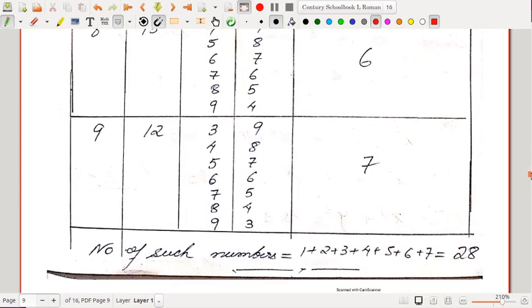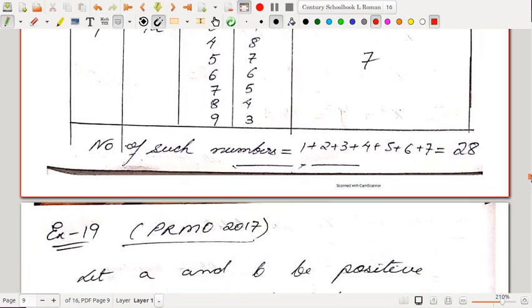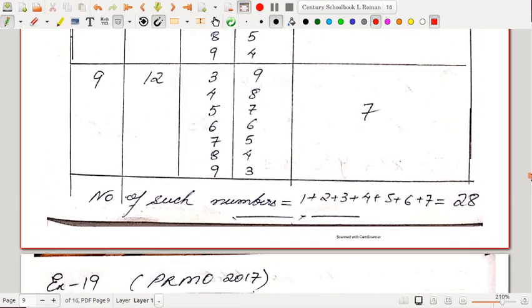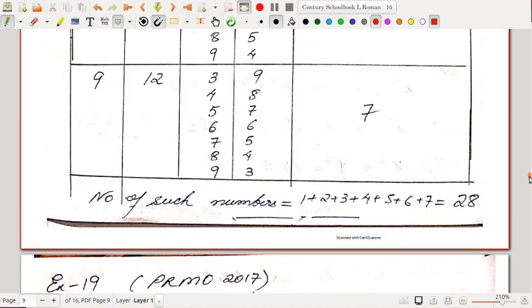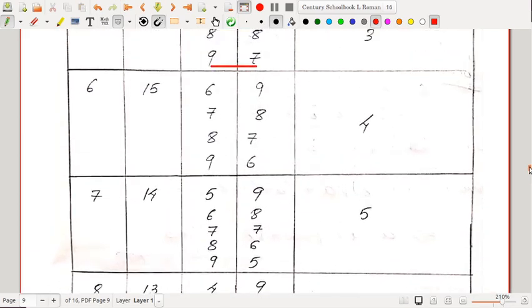If x is 8, they have 6 possibilities. If x is 9, there are 7 possibilities. So the number of such numbers will be 1 plus 2 plus 3 up to 7, that is 28. So 28 is the correct answer. Please try to do the listing yourself.